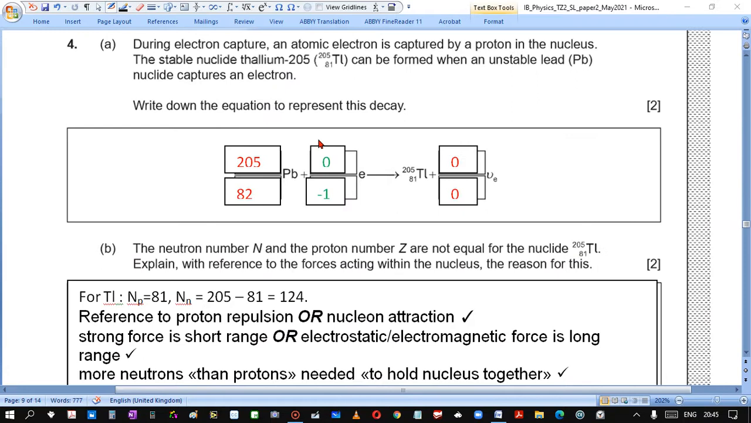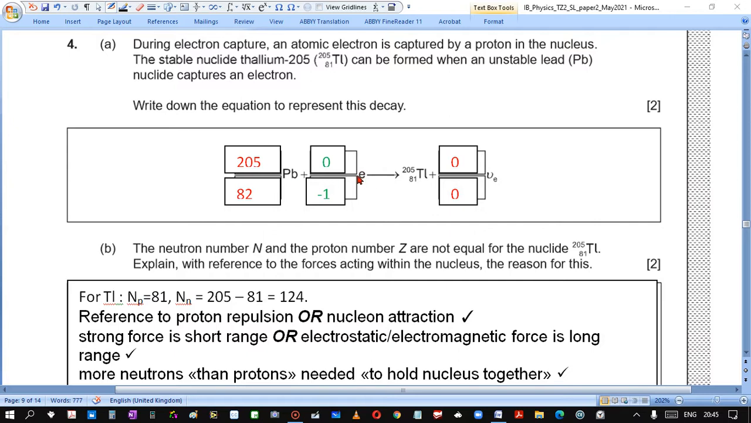Question 4a. During electron capture, an atomic electron is captured by a proton in the nucleus. The stable nucleus thallium can be formed when an unstable lead nuclide captures an electron. Write down the equation to represent this decay.